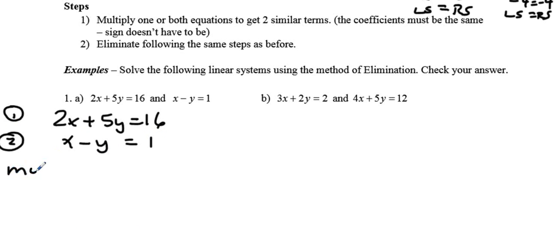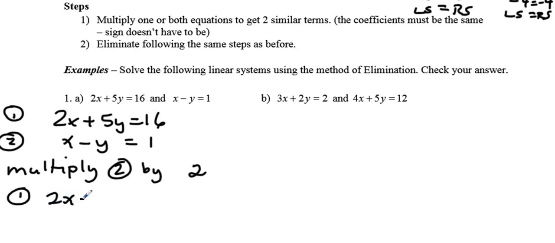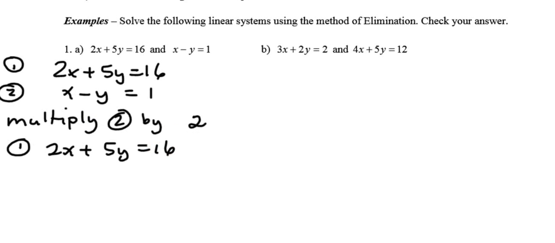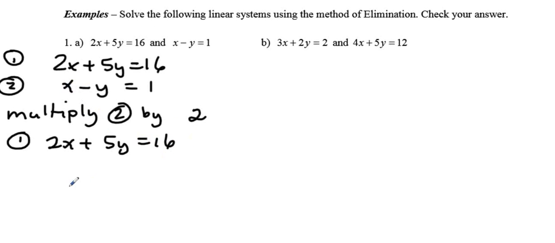So what am I going to do here? Well, I've got the option of either multiplying it by 2 or 5, or negative 2 or negative 5. But I think I'll just multiply by 2. All right, so we're going to take the second one, which means I'm going to keep the first one as is. And I'm going to multiply that second one through by 2. Well, 2 times x is 2x. 2 times negative y is negative 2y. And 2 times 1 is 2. And now we'll call that 3. We've created a new equation.